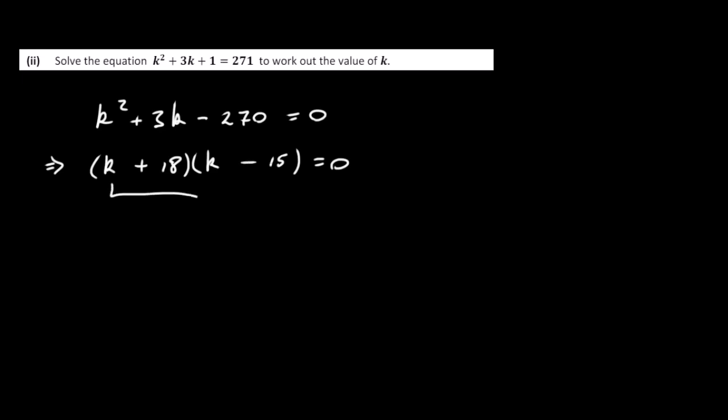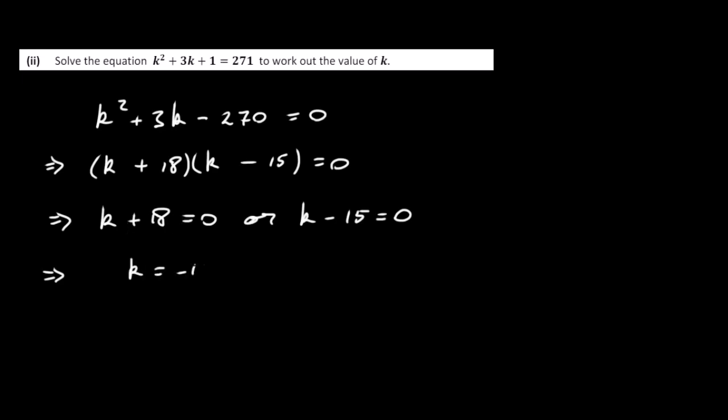So that should work. Let's see, k times k will give me k squared. Plus times minus will give me minus, and 18 times 15 will give me the 270. Here I'll have plus 18k minus 15k, so that'll give me the plus 3k in the middle. Now what I've got to do is say, well, k plus 18 is equal to 0, or k minus 15 is equal to 0. So subtract 18 from both sides, you get k is equal to minus 18. Add 15 to both sides, that gives me k is equal to plus 15.